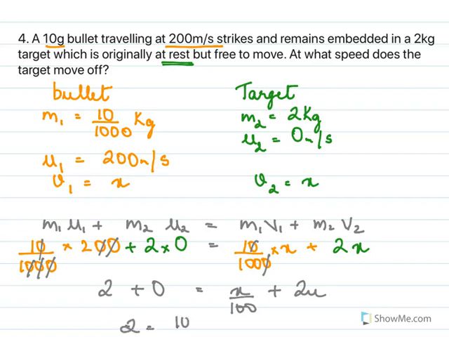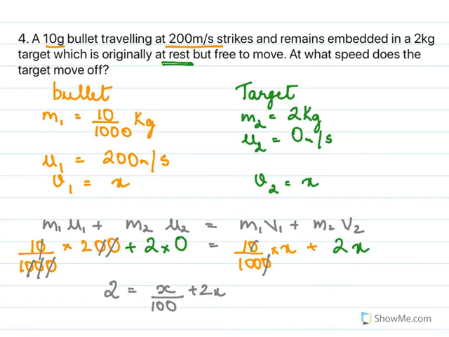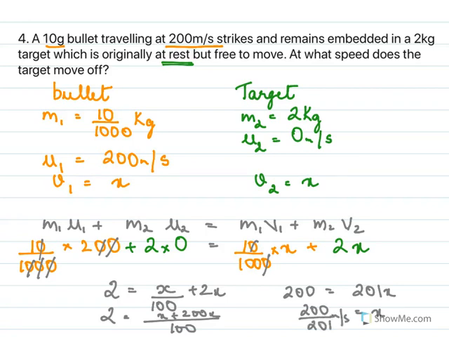So we get 2 equal to 102x over 100. We cross multiply. So I have 2 equal to, LCM is 100, so this is x plus 200x. So 2 into 100 is 200, equal to 201x. So x equals 200 over 201 meter per second, and that answer works out close to 0.99 meter per second. So the bullet and the target move together with a velocity of 0.99 meter per second.